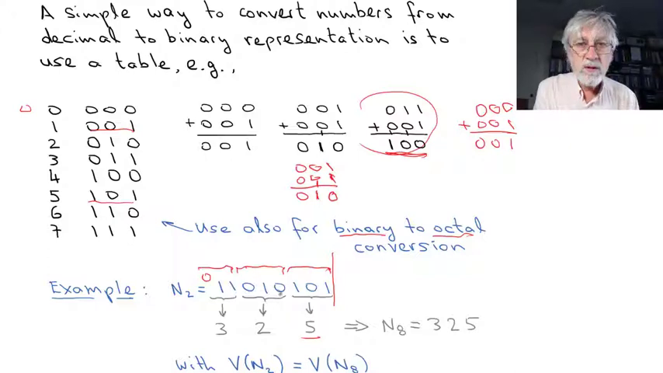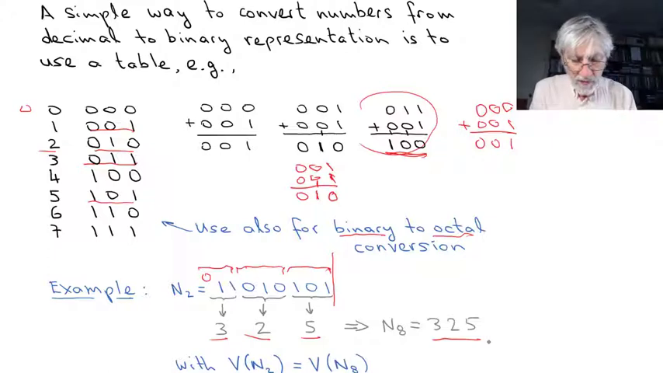We take 0, 1, 0. We go into the table, that gives us 2. So that's this 2 here. And then we have 0, 1, 1. That gives us this part here, so that is a 3. And so the binary representation 1, 1, 0, 1, 0, 1, 0, 1 actually converts into an octal representation of 3, 2, 5. And both of those have the same value.